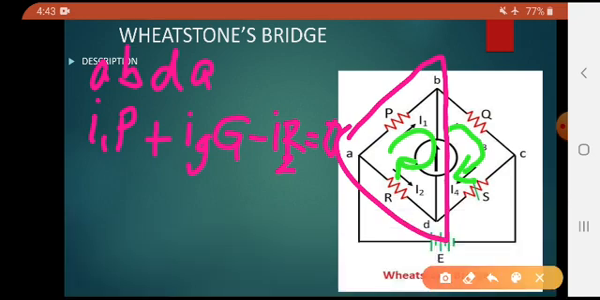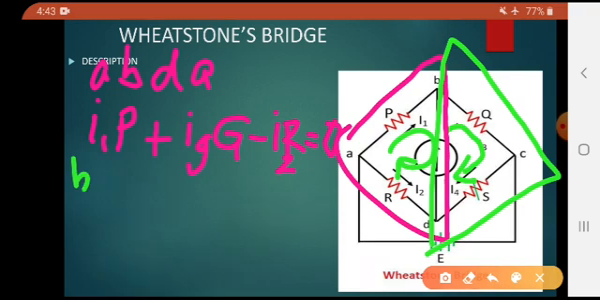Now I am applying the same second law to loop 2. The second loop is B, C, D, B.